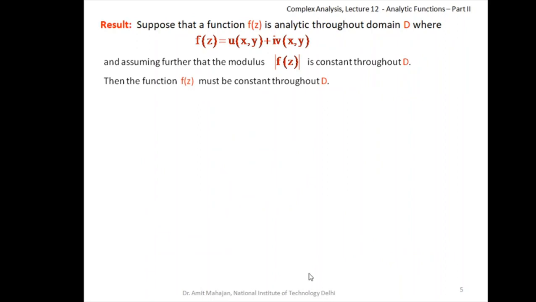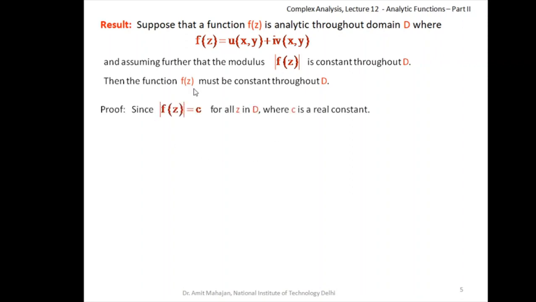A second result is that suppose you have an analytic function f(z), and f(z) is u plus iv, and further assume that the modulus of the function is constant throughout the domain. Then the function must be constant throughout the domain. So if you have an analytic function whose modulus is constant throughout the domain, then the function itself must be constant throughout the domain. So let us prove this result now.